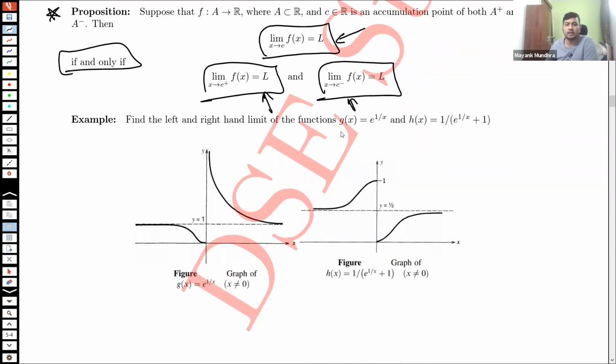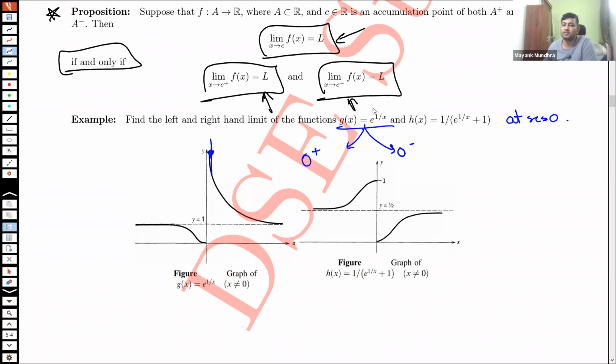Okay, let's look at these functions now. g of x equals e to the power 1 by x. Let's find the left and right hand limits for this function at x equals 0. At 0 plus, this thing becomes positive infinity, so it will go to infinity like it's happening. It's going towards infinity.